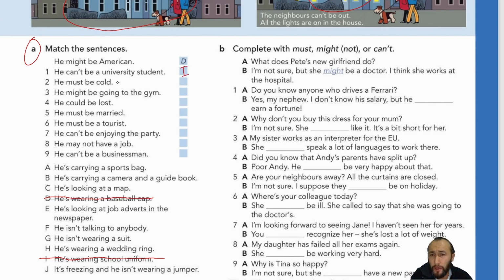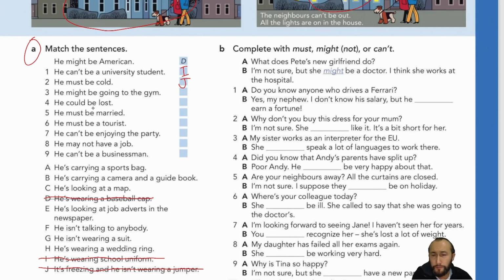He must be cold. So we need to find a sentence relating to cold, right? He must be cold. Yes, so he must be feeling cold. So we go for J. It's freezing. It's very cold outside. And he isn't wearing a jumper. So if the weather is very cold and someone is not wearing a jumper, then we can deduce that he must be cold. So we're going to put here J, guys. Okay.